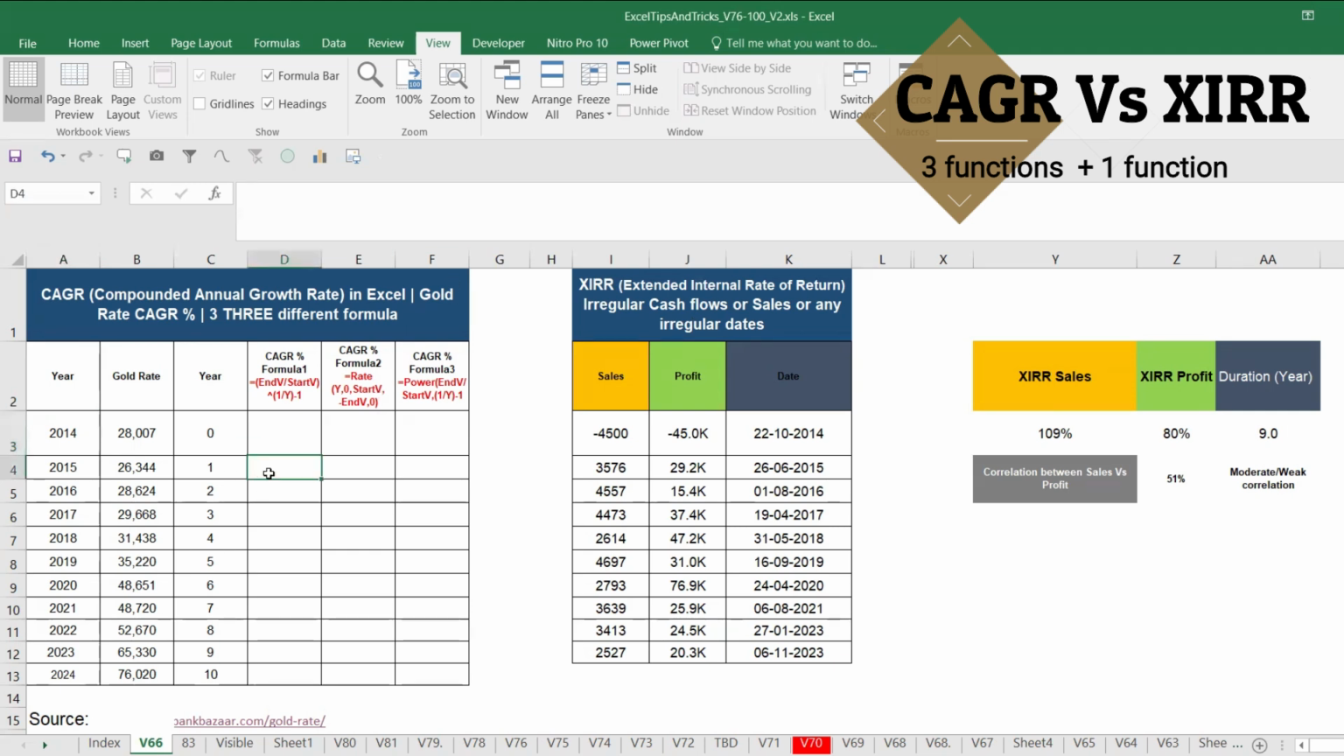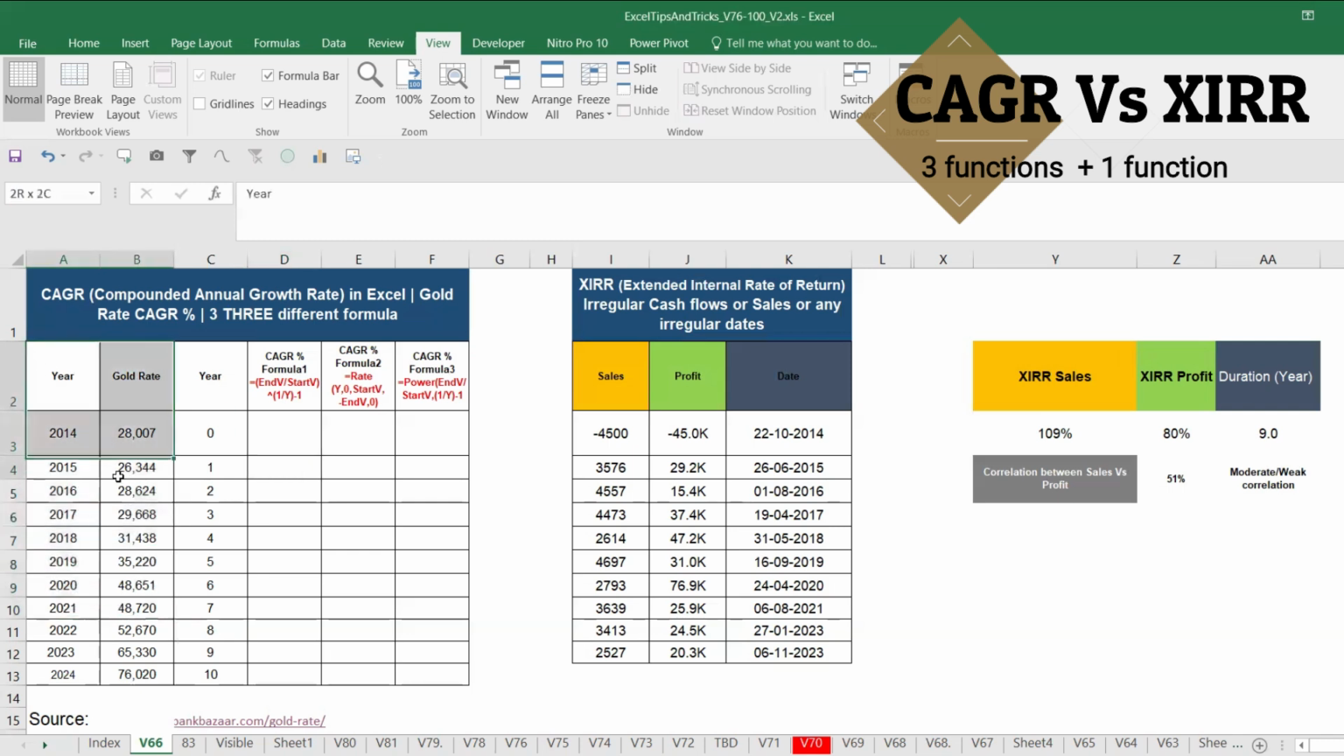We're starting with the first, the conventional CAGR formula. This is a common formula used across most of Excel, and on most websites you will find this formula. However, I feel like the RATE and POWER functions are much easier than this formula. Let's learn. So this is the data set we have. Let's introduce the data set.